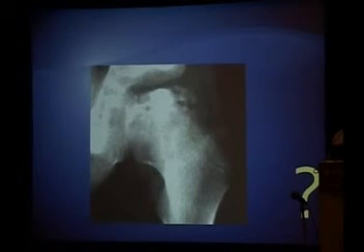Who would like to take this? Sir, there is a loss of height, sir, with fragmentation and new bone formation is there. So there is new bone formation, I agree. And so is it an early stage of reconstitution or late?